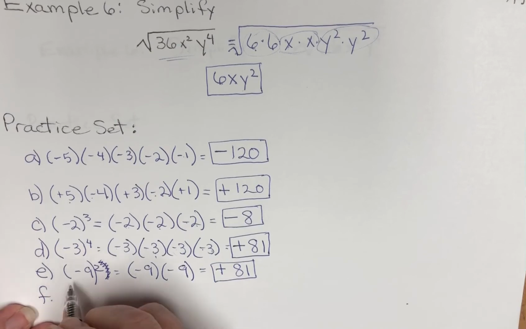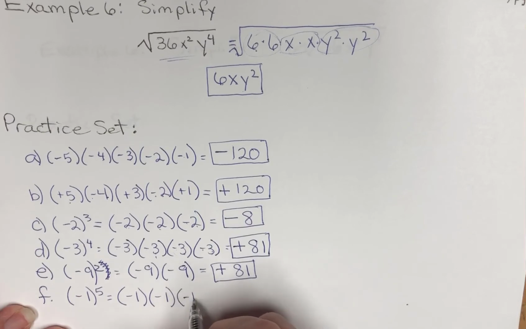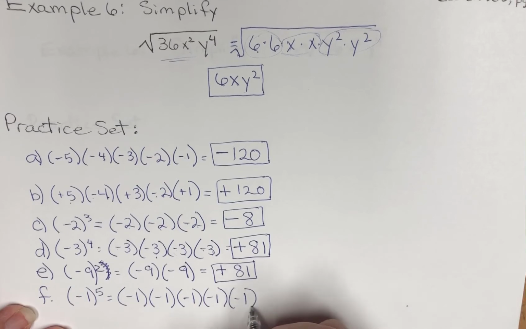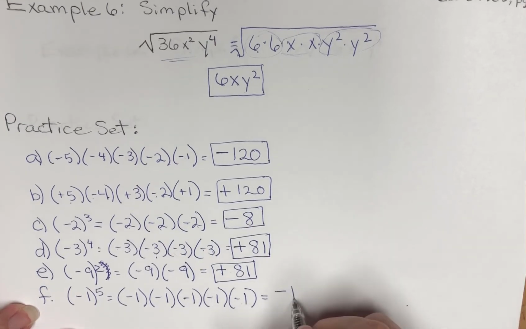Letter F. -1 to the 5th power. That means -1 times -1 times -1 times -1 times -1. So I should have 1, 2, 3, 4, 5. All right, so 5 negative signs, that's odd. That tells me my answer will be negative. And 1 times 1 times 1 times 1 times 1 is 1. My answer ends up being -1.